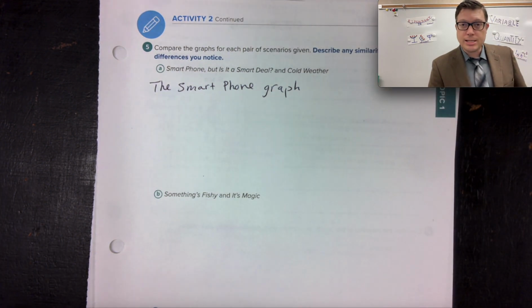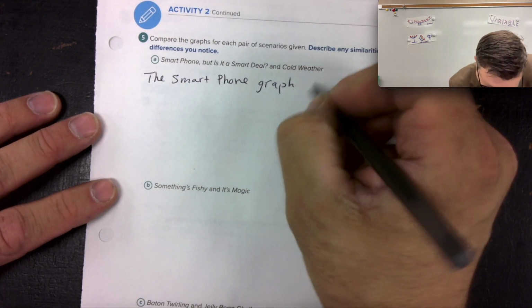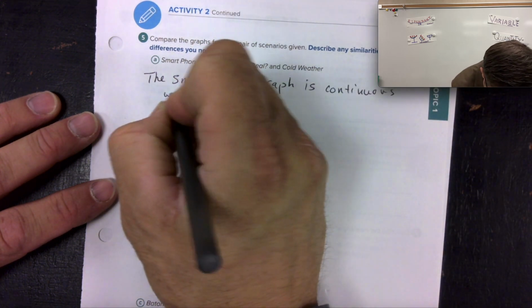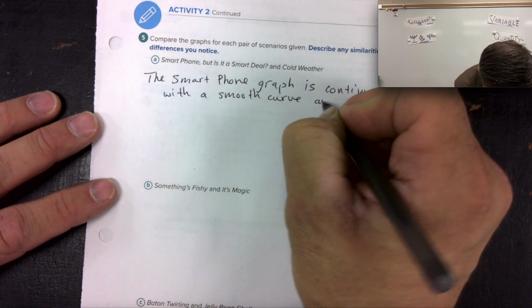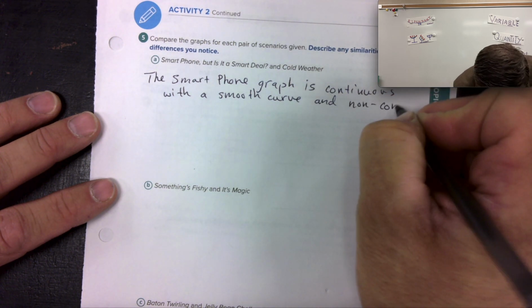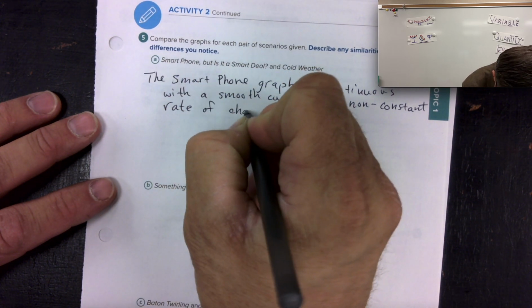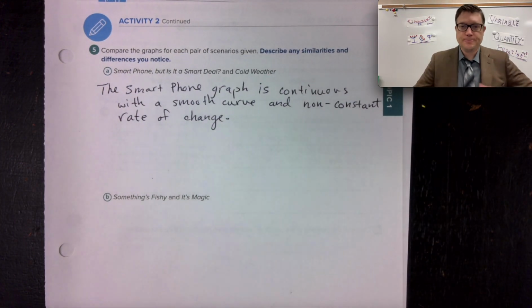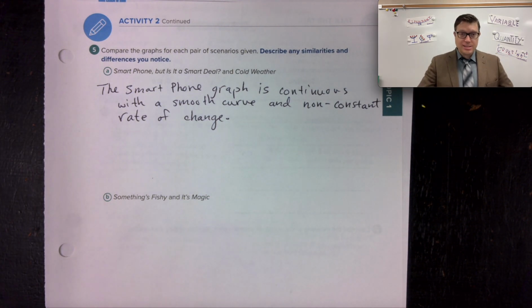Please pause the video, write down, skip forward, and then come back, all right? I'll wave you back in and wait for a minute. Okay, are you here? I'm going to pause for a minute, maybe because you're scrubbing the video to find it. The smartphone graph is continuous with a smooth curve and a non-constant rate of change.